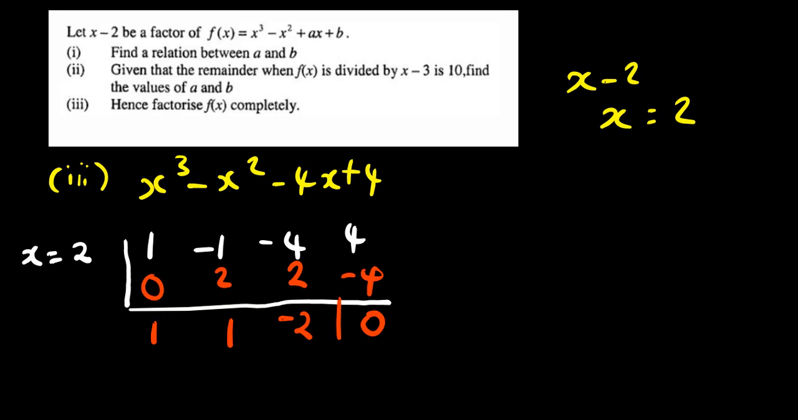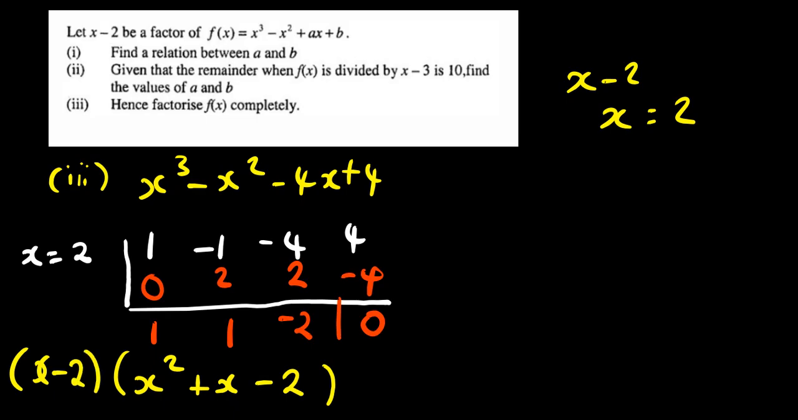Then how are we going to find the other factors? Let's first write this expression. This will be x squared; we always drop the power of x by one. So x squared plus x minus 2 would be our answer. This is one of the factors, and the other factor is the one we're dividing by, which is x minus 2. Now this is a quadratic.